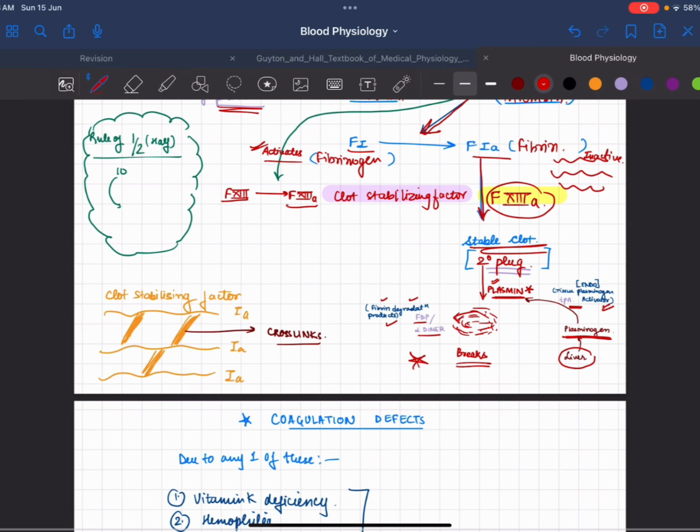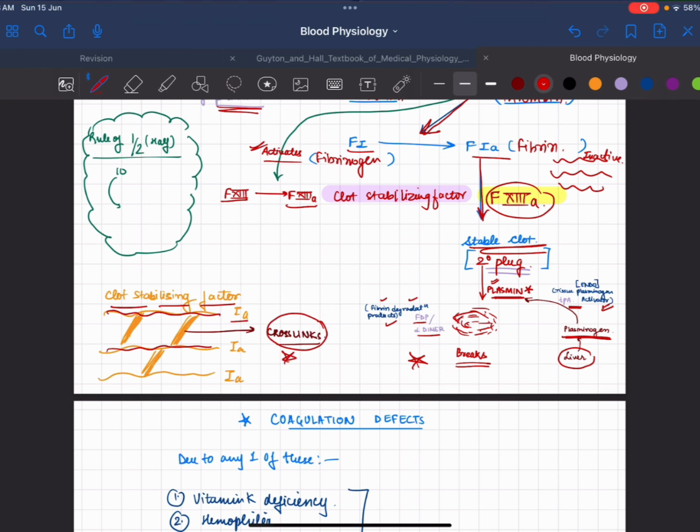Okay, and this is clot stabilizing factor. What does it actually do? This acts as cross links between the 1A fibers. These are 1A. What was 1A? It was fibrin, which was inactive. But then if there is cross linking present in between, now it is stable. It is together, right? So it is stabilized. It is a stable clot now. This occurs by which factor? Factor 13A.